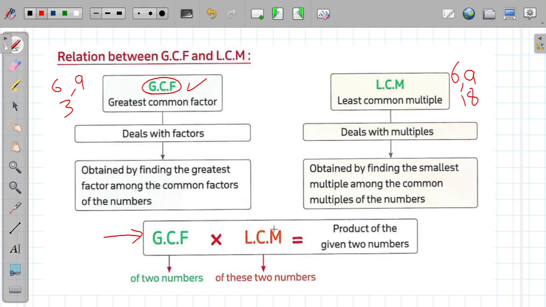So if we multiply 3 and 18, we will get 54. But 54 is the product of the given two numbers, because I have 6 times 9 equals 54. So the product of the greatest common factor and the least common multiple of two numbers equals the product of the given two numbers.